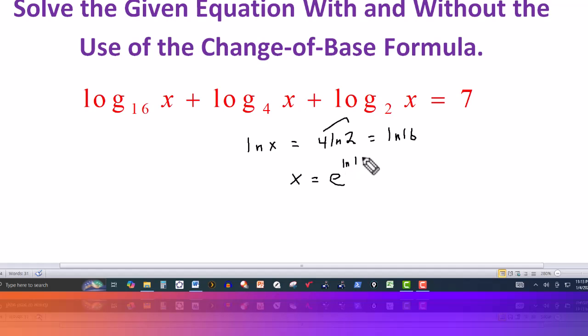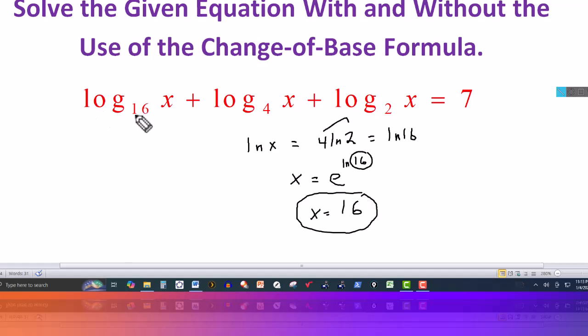But anytime you have any kind of setup like this, where you have the base e, and then the exponent is the natural log ln of some number, remember the base here is e. So this is e and this is e. The answer is always going to be whatever's here, the argument of the natural log. So this would tell me that x is equal to 16. That's the solution using the change of base formula.